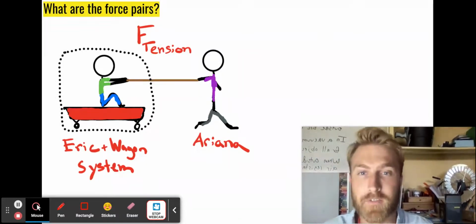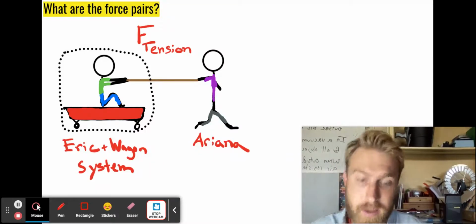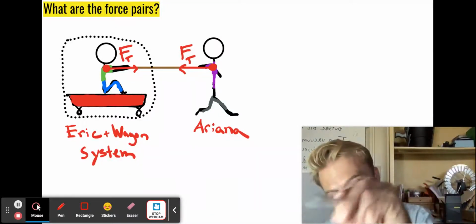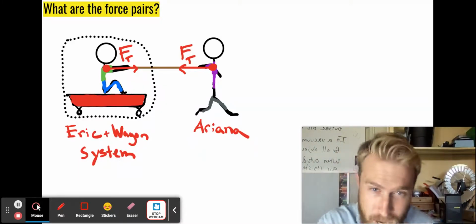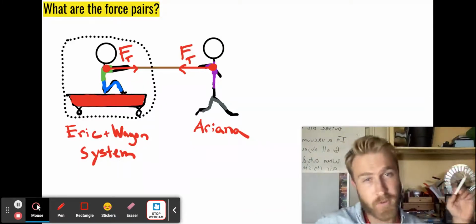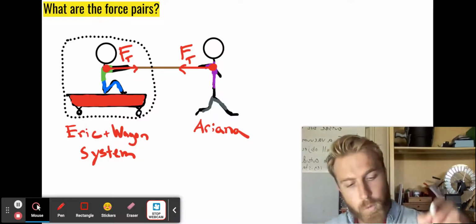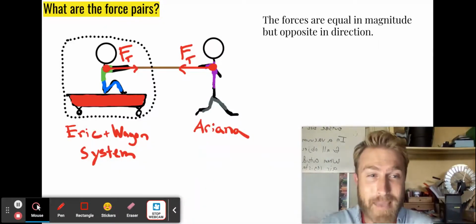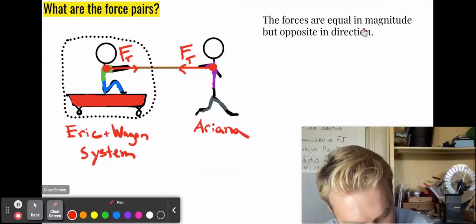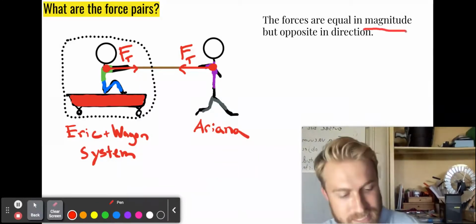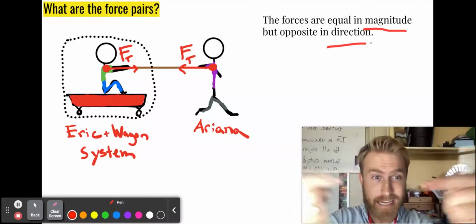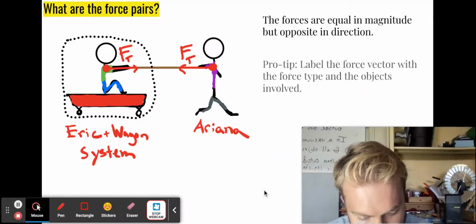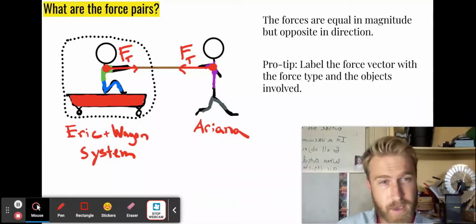So let's just identify the system here. So what are the force pairs? I would draw them like this. So we have the force of tension, and I drew that on the Eric and wagon system, and we have the force of tension, and I drew that on Ariana. The forces are equal in magnitude. Magnitude just means amount, but opposite in direction. They're pointing in different directions. Ba-bam.